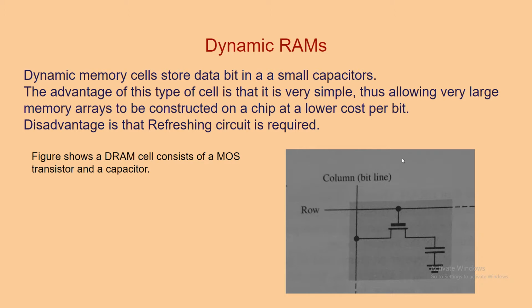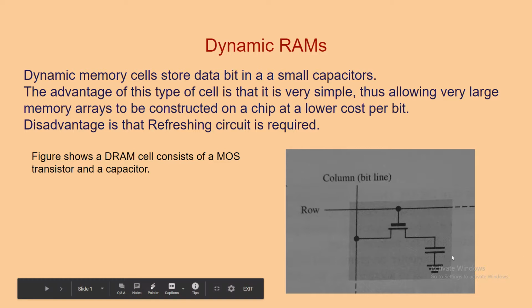The topic is dynamic RAM. Dynamic memory cells store data within small capacitors. The advantage of this type of cell is that it is very simple, allowing very large memory arrays to be constructed on a chip at a lower cost per bit. The main disadvantage is that it requires a refreshing circuit, because the binary bit is stored on a capacitor. The capacitor has the property that it discharges.